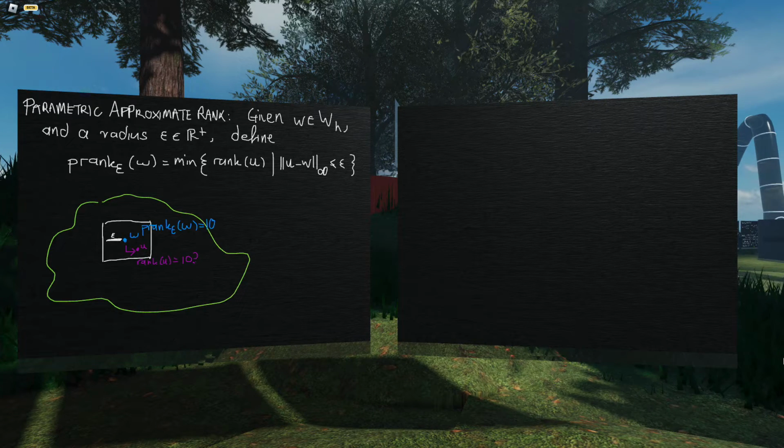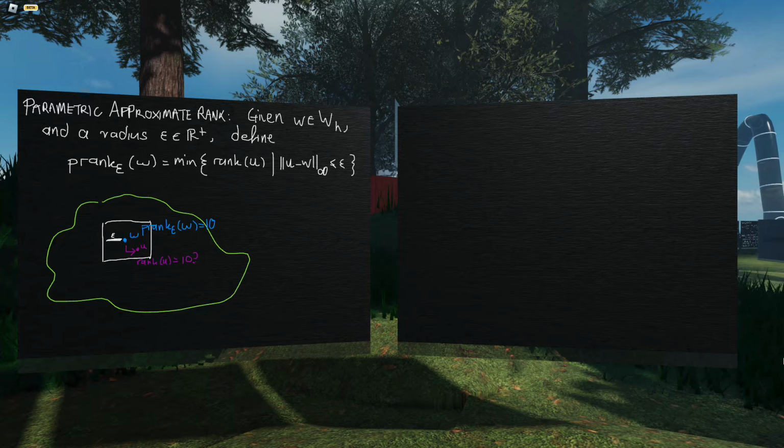Okay, let's talk about one more interpretation of the parametric approximate rank, which I came to articulate so late in my thesis that I didn't find a place to actually write it out in a paragraph somewhere. But there is a point in my thesis where I at least allude to this. Another interpretation of the parametric approximate rank is based on another way of looking at the parameter space.